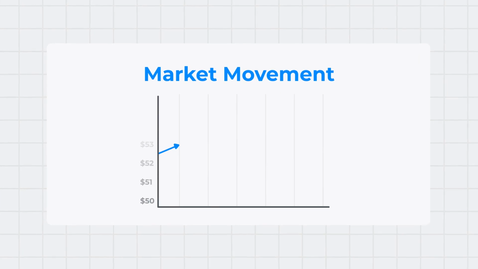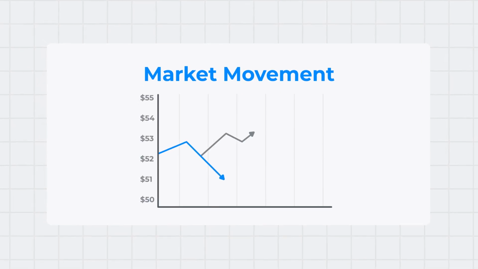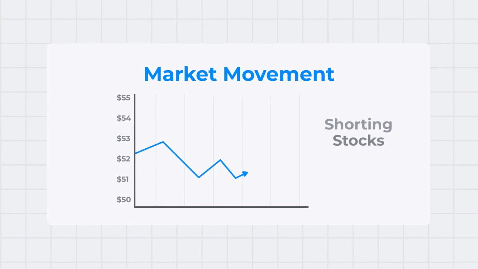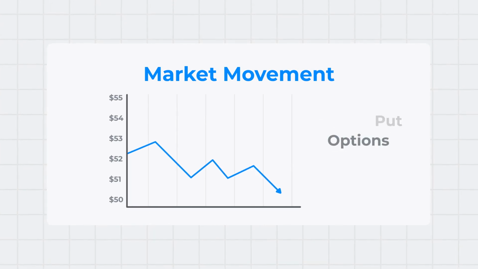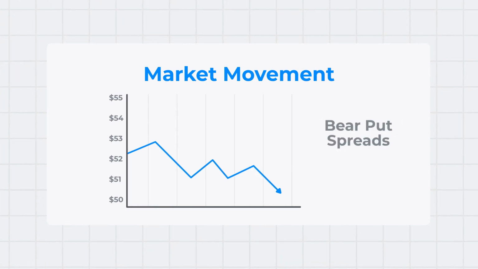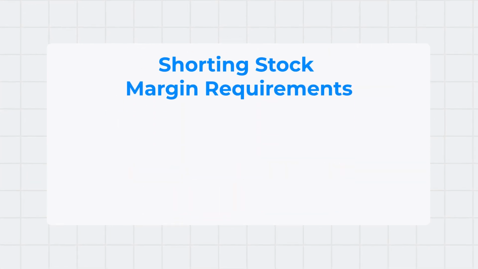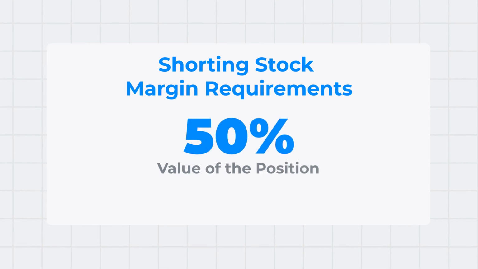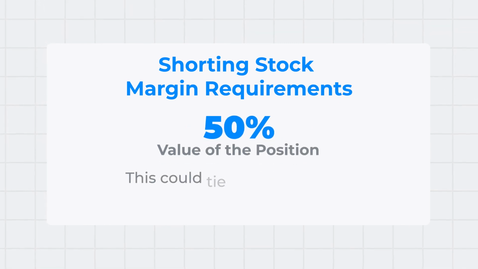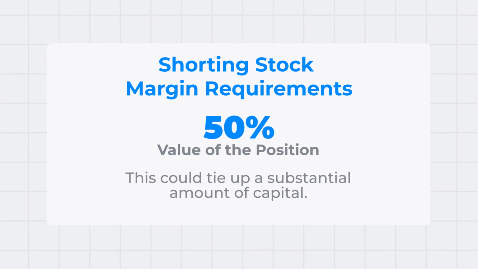Understanding market movements is valuable to traders whether the prices are rising or falling. Shorting stocks or buying put options are common methods, but the bear put spread is a cost effective alternative for downturns. Shorting stock requires traders to have a margin account with at least 50% of the stock's value available for margin. This could tie up a substantial amount of capital.